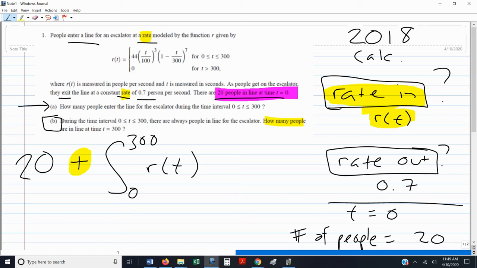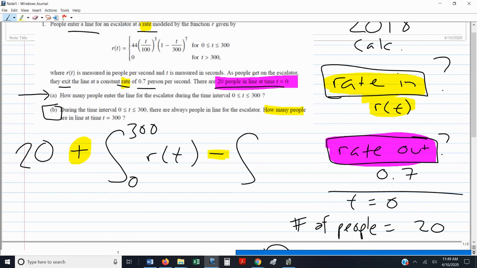The last part of this is that we have people that are leaving the line, right? We have people there at the beginning, that's our 20. We have people getting in line, and we have people leaving the line. So the next question is that they gave us the rate that people are leaving the line. And so my question to you is, if you know the rate that people are leaving the line, how are you going to find the total number of people that are leaving the line? And again, that would be the antiderivative. And I have a subtraction sign because they are leaving the line, right?